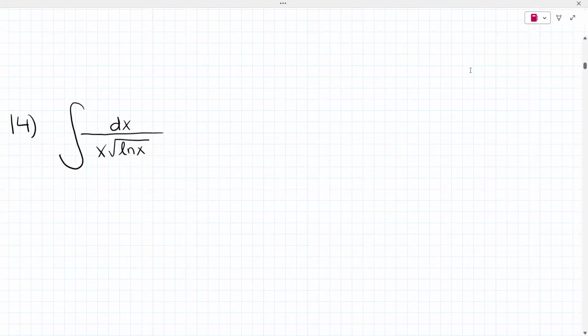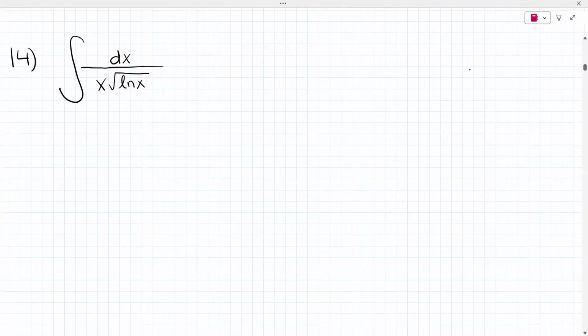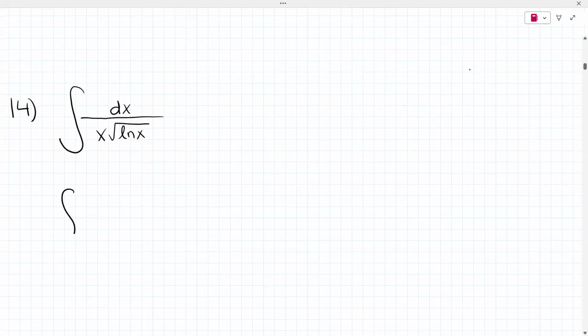Okay, let's move on to 14. We have the integration of dx over x times square root of ln of x. What do you think we should do? Yes, I think we should also do u substitution for this one, but just like the other one, let's rewrite this integration problem. This can also be expressed as, this is like an invisible one, so you could say 1 over x times 1 over square root of ln of x dx.